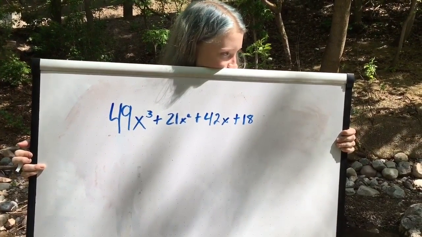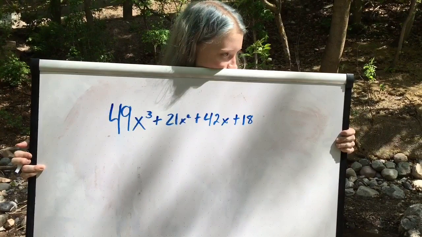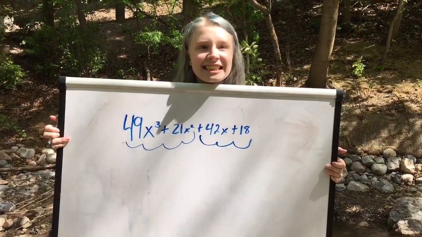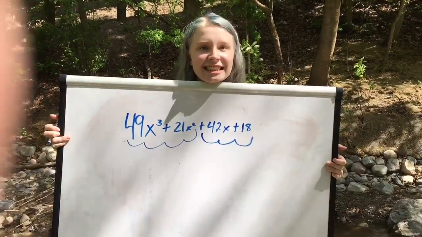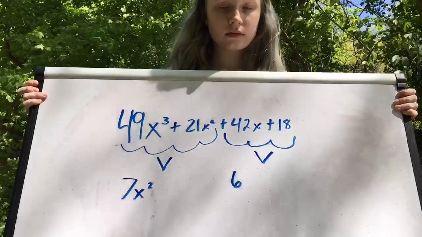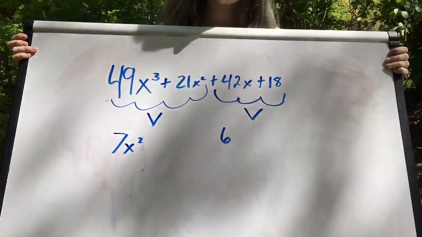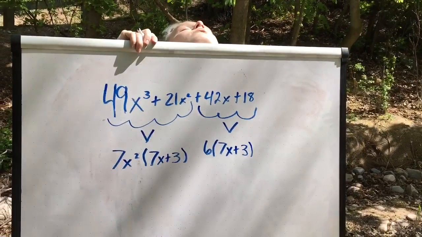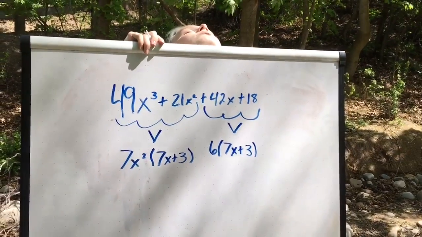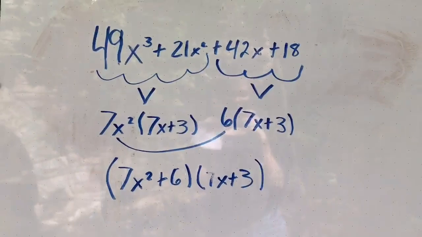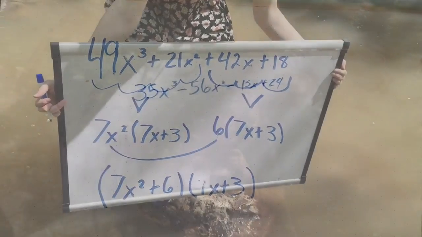Alright, so this form of factoring is called factoring by grouping. So we group the first two together, and then we group the last two together. So we figure that we can factor out a 7x squared on the first one and a 6 on the second one. So we have to do the remaining ones, which equals 7x plus 3 on both of them. So we combine the 7x squared and the 6. So that gives us 7x squared plus 6 and 7x plus 3.